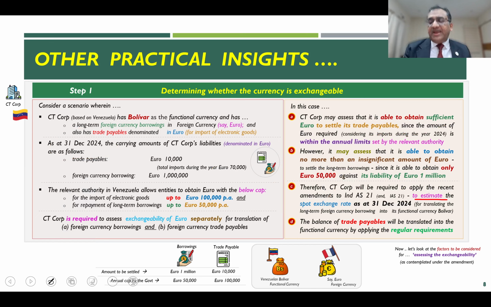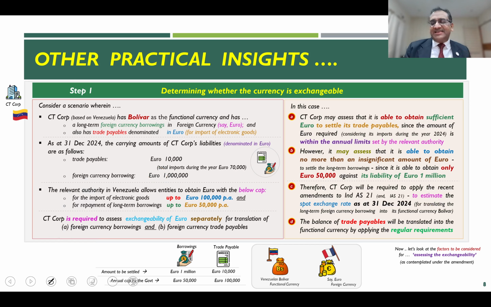So the entity will be required to estimate the spot exchange rate on the measurement date, 31st of December 24, for translating the long-term foreign currency borrowing denominated in euro into the functional currency Bolivar. The balance of trade payable will continue to be translated using the regular requirement, that means the closing exchange rate between euro and the Bolivar.